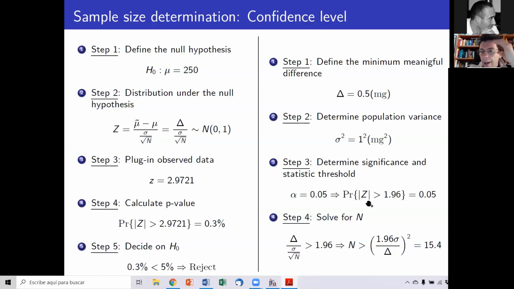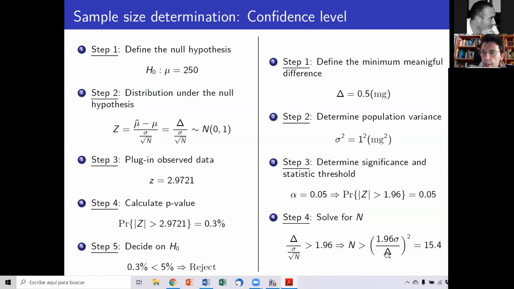So I know that you will reject the null hypothesis if set is beyond 1.96. So now I have an equation that allows me to calculate n. I know delta because I have fixed it. I know sigma because I have seen many tablets in the past. And then I can calculate n.